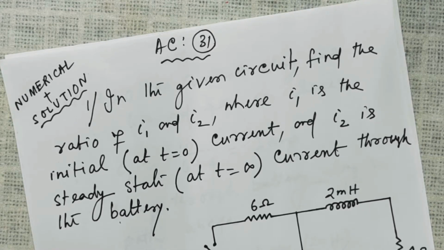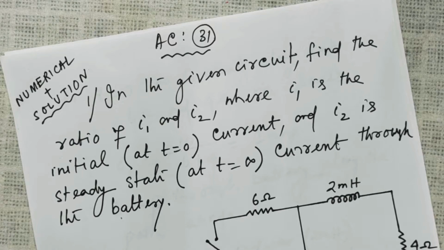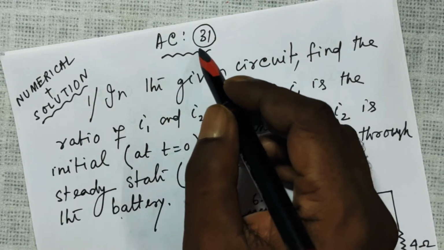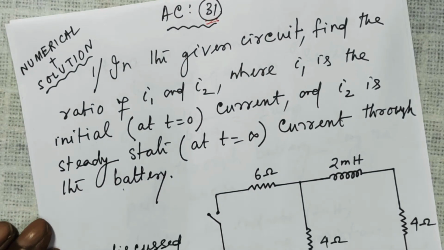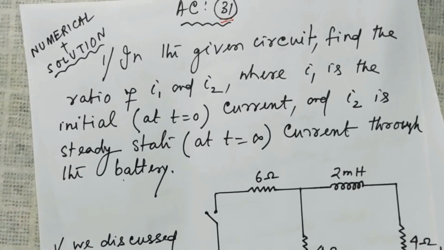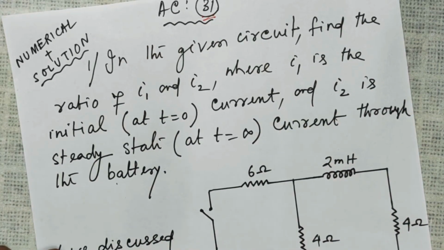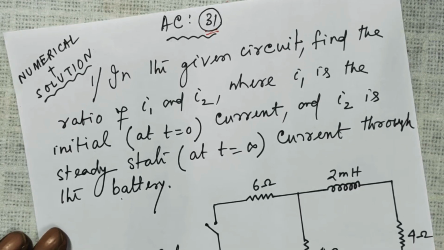I uploaded a video this morning. It was a fantastic numerical, that was alternating current in lesson 30. Now I'm going to alternating current lesson 31. I'll be discussing a very good numerical, not for your school examination, not for your JEE Advanced, but definitely for your JEE Main.